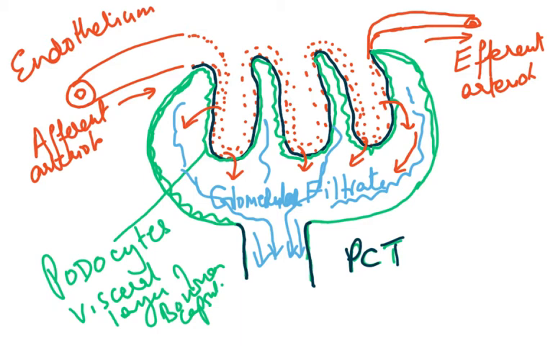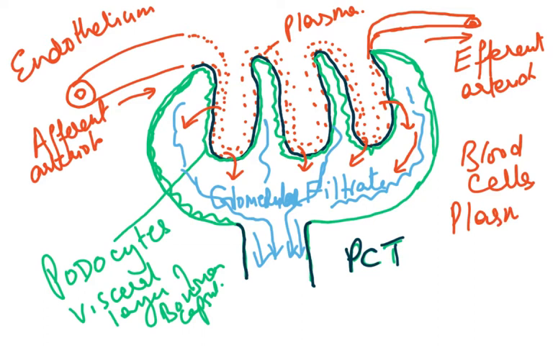Now this whole process is called ultrafiltration. The fluid which was inside the blood vessels was called plasma. The fluid which is outside is called the glomerular filtrate. What cannot filter out are the blood cells, they are too large, and the plasma proteins cannot filter out. But please remember, the thing which is holding them back is the layer called the basement membrane.